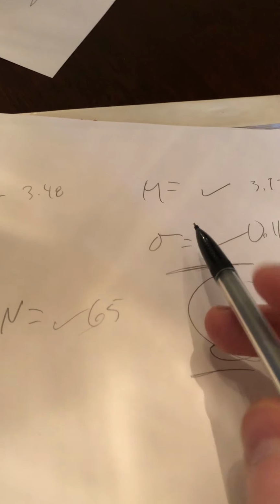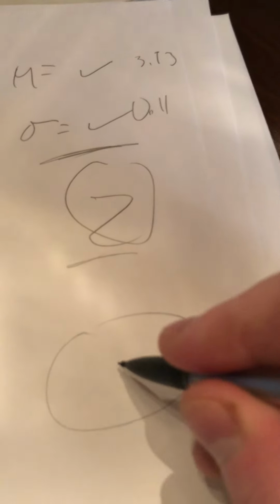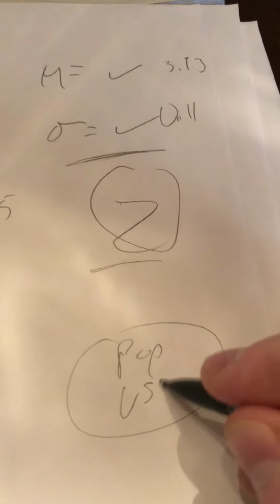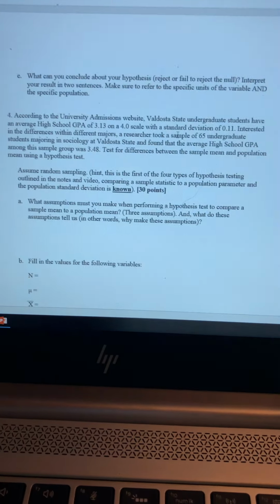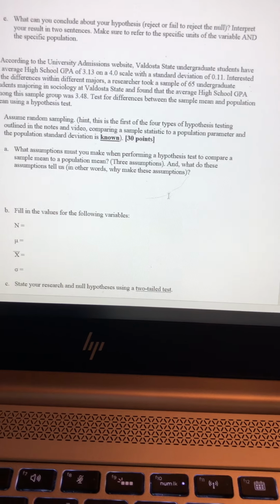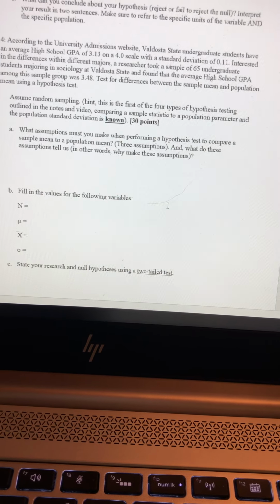So again, the key is, do we know this or not? That's the main difference, but we're still doing the same thing. We've got this huge population, which is just VSU students. And then we take this little sample, which is a sample mean of GPA for Soc, and 65 people. Always start with writing down your assumptions, and I'm going to leave that to you. That's straight up written in the slides, that you can find on your own. Filling in the values for the variables, I just did that.